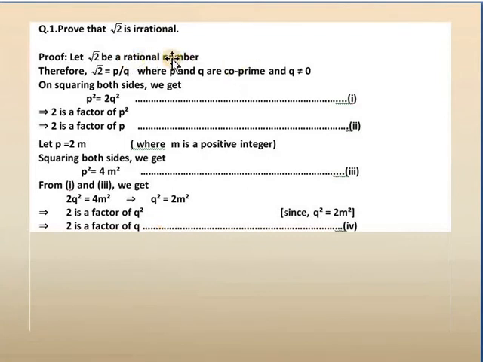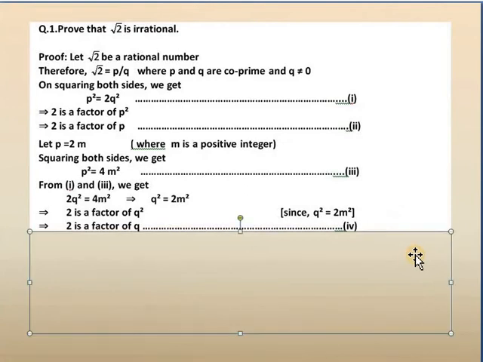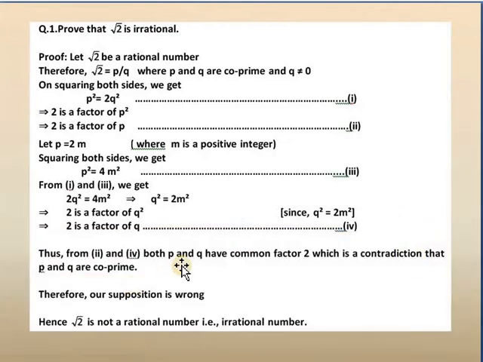So root 2 cannot be rational. So therefore root 2 is irrational. This is the proof. See the complete steps. From 2 and 4, both p and q have common factor 2, which is a contradiction to p and q being co-prime. Since our assumption is wrong, root 2 cannot be rational, therefore root 2 is irrational.